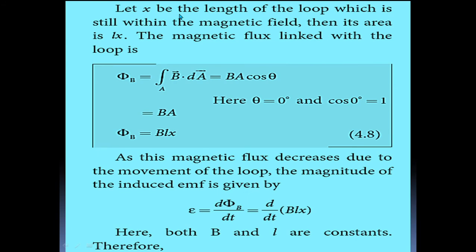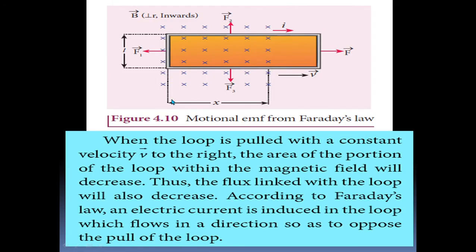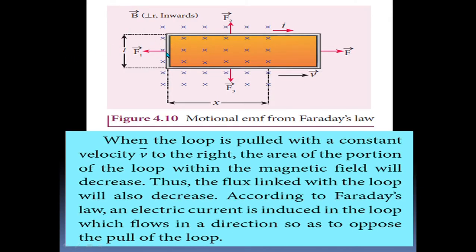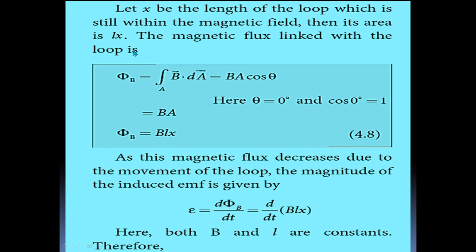So let x be the length of the loop which is still within the magnetic field. Then its area is Lx. That means the area of the rectangle is nothing but length into breadth. Here length is L and breadth is x. So that is why the area is Lx.